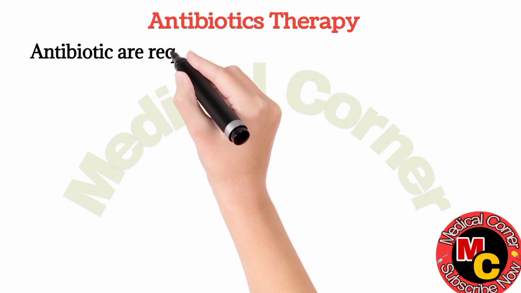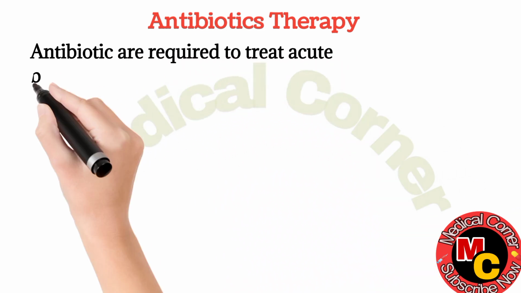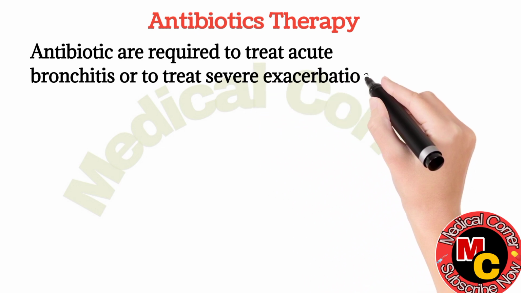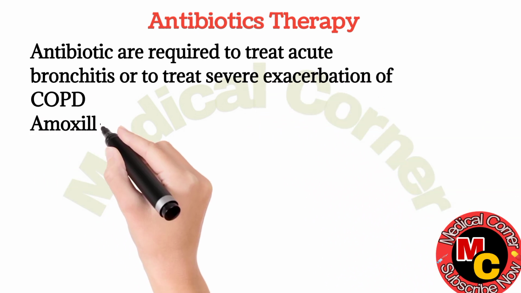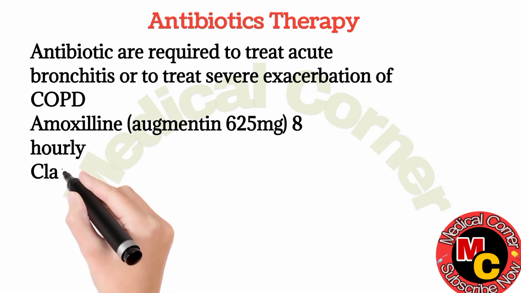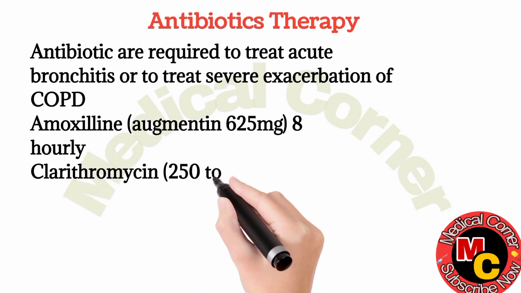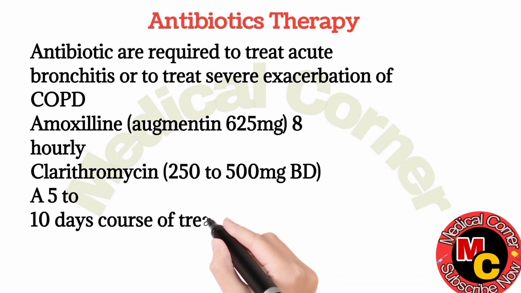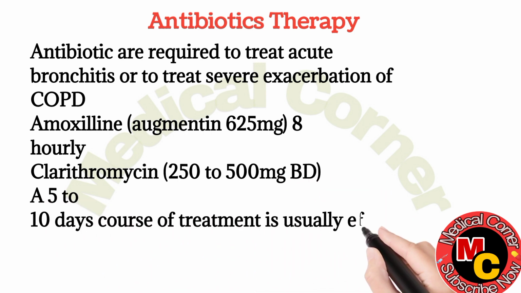Antibiotic therapy is required to treat acute bronchitis or severe exacerbation of COPD. Amoxicillin or Augmentin 625 mg, Clarithromycin 250 to 500 mg twice a day. A 5 to 10 day course of treatment is usually effective for COPD patients.